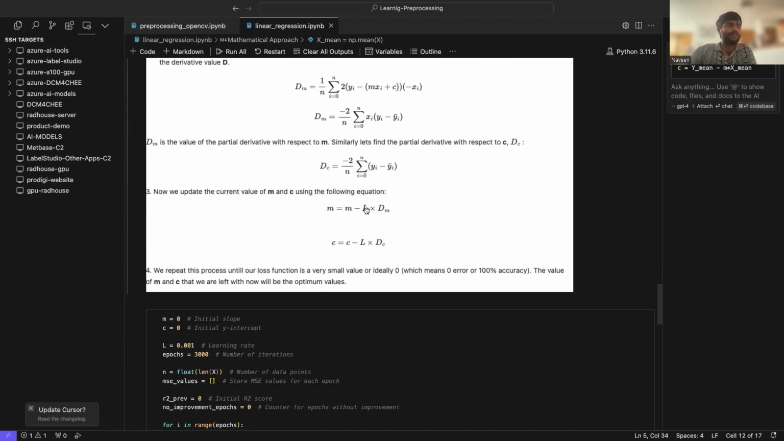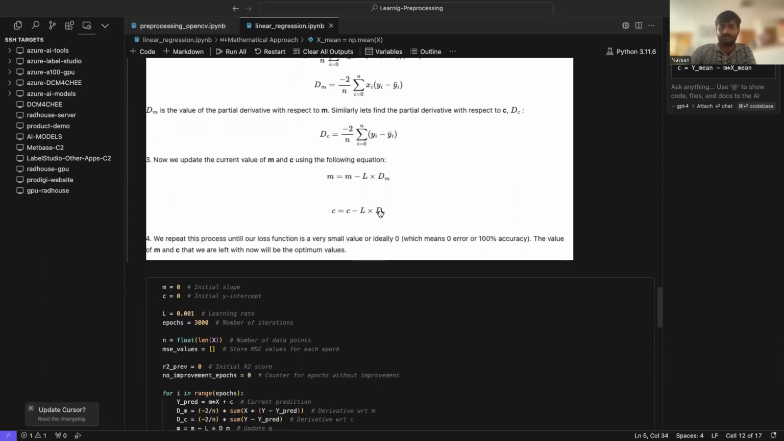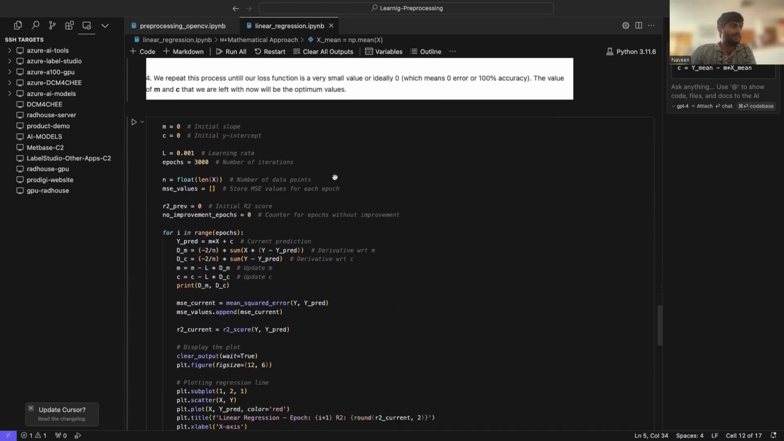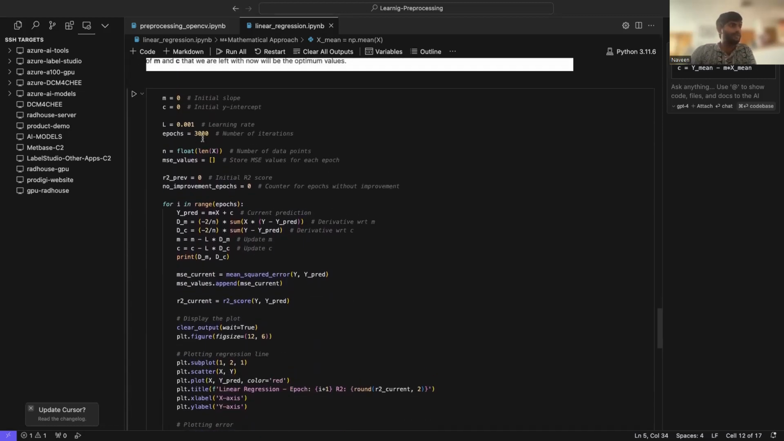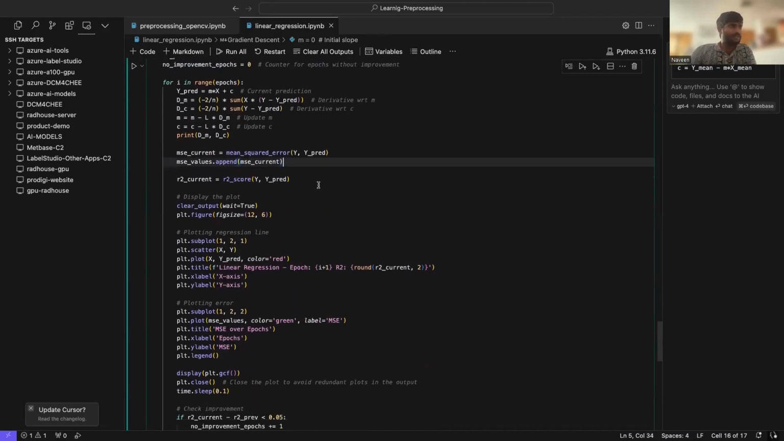What I'm doing is I have a learning rate, and I have taken the partial derivative of this. I'm multiplying that by the learning rate and subtracting it. This gives my M and C for each and every step. Let's consider I'm running it for 3000 steps.